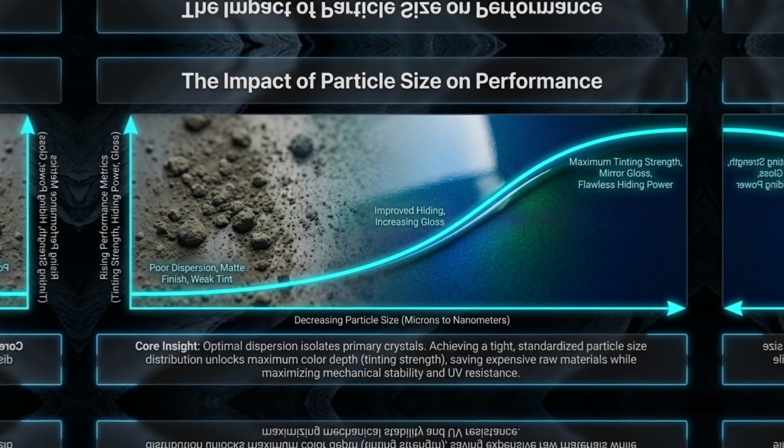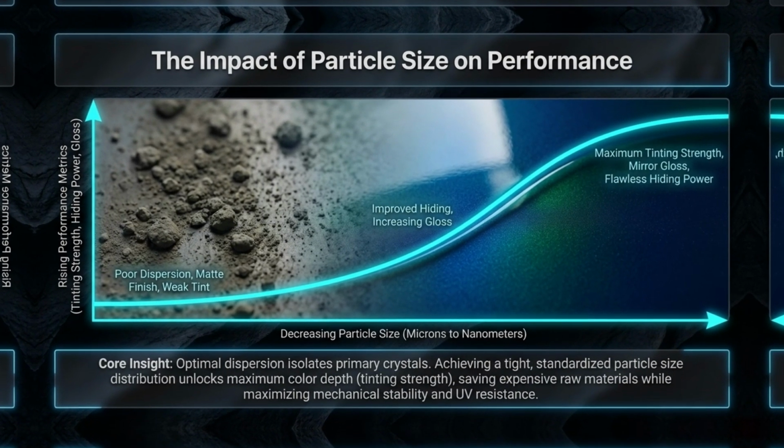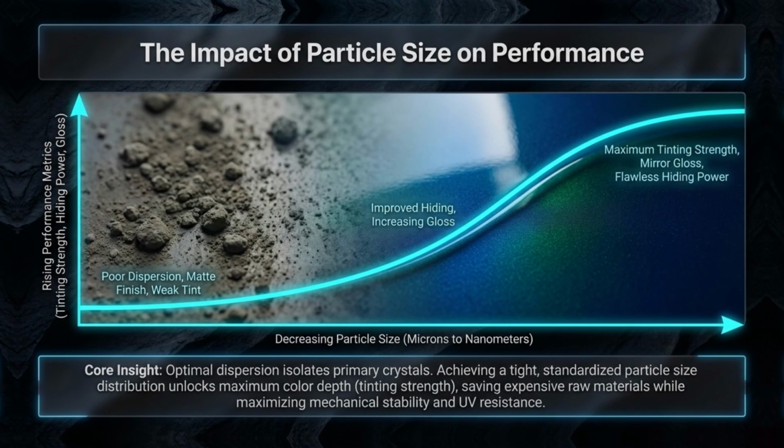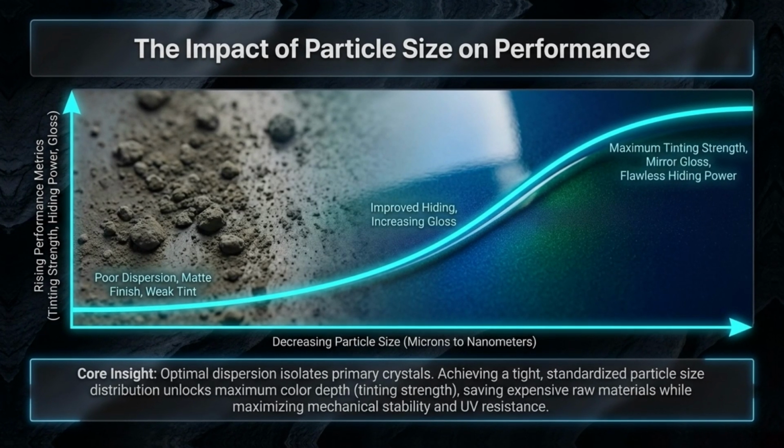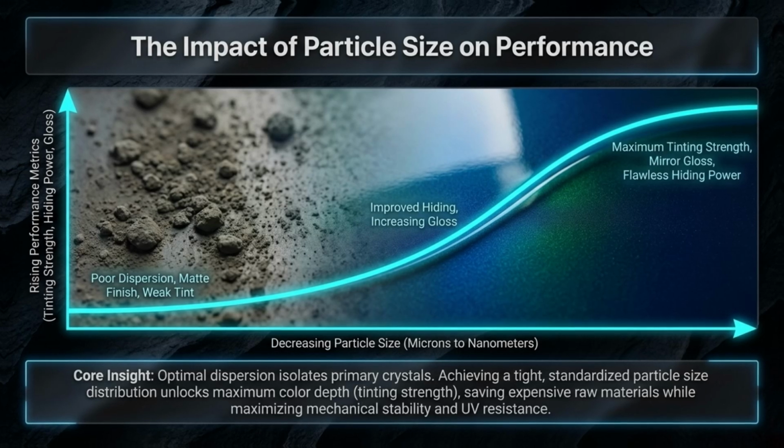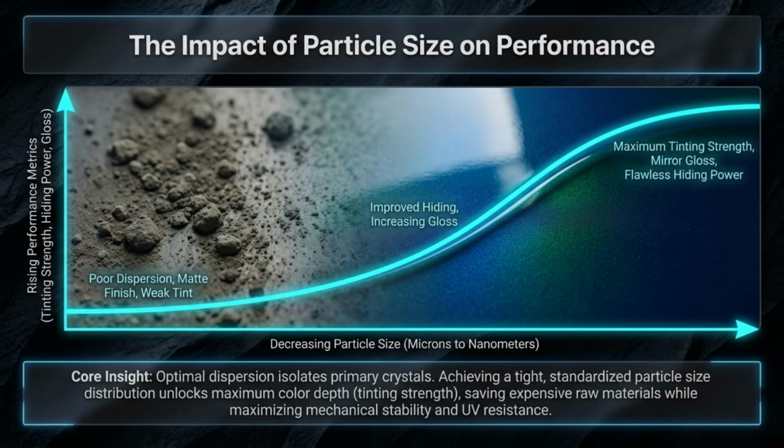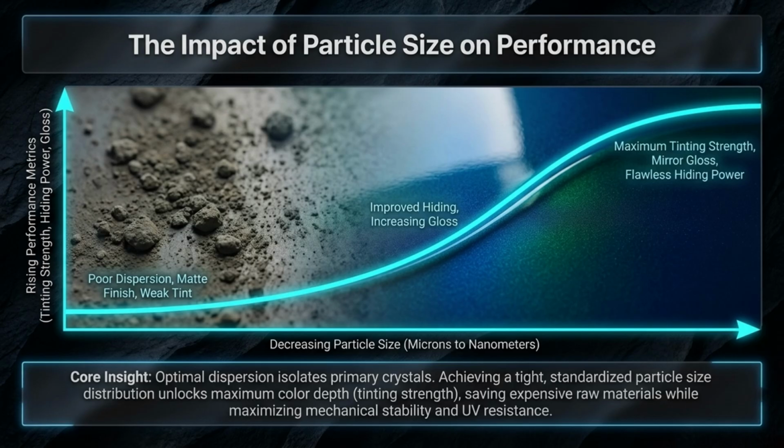The impact of particle size on performance. Particle size is the ultimate driver of performance. As particle size decreases from microns down to nanometers, performance metrics like tinting strength, mirror gloss, and hiding power reach their peak. The core insight here is that optimal dispersion isolates individual primary crystals.